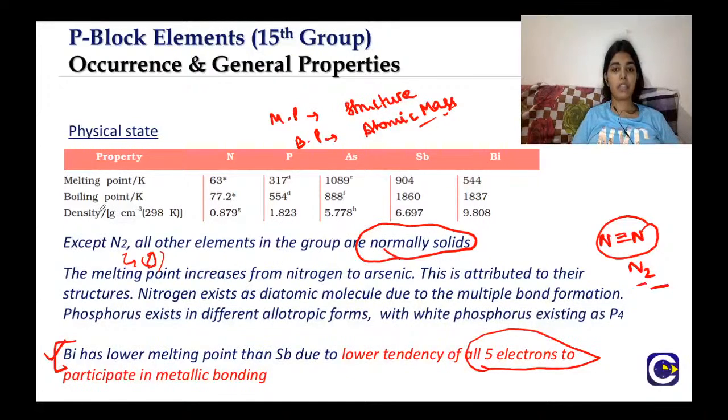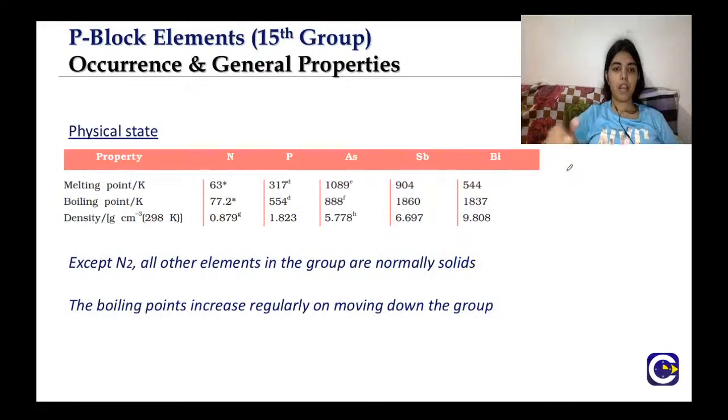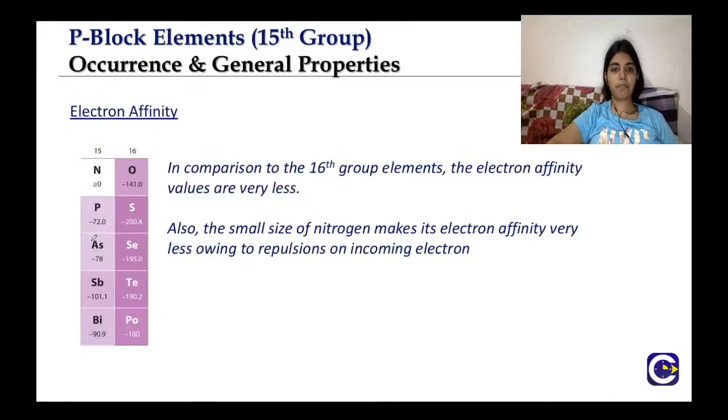Density is basically mass upon volume. Moving down the group, mass also increases and volume also increases, but the increase in mass is more as compared to the volume, and therefore density increases down the group. Boiling points we have already done, they increase regularly on moving down the group, and except nitrogen, all other members are solids, this also we have done.